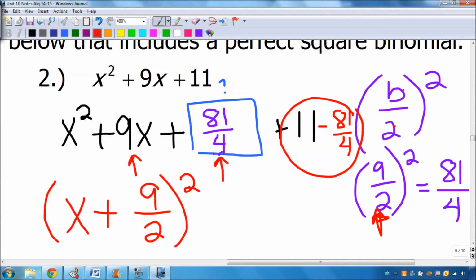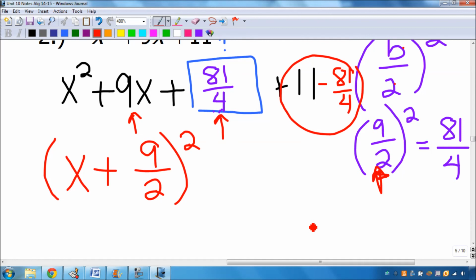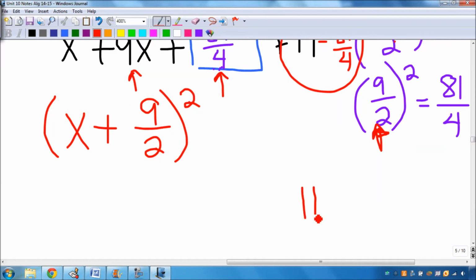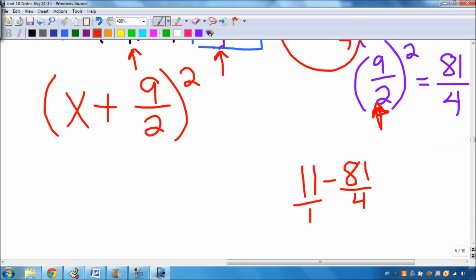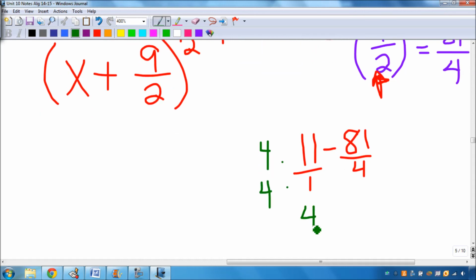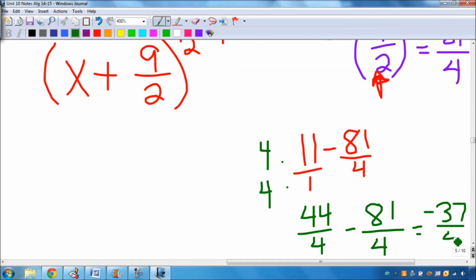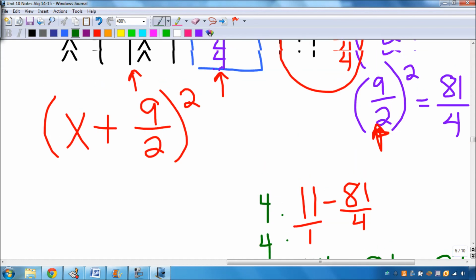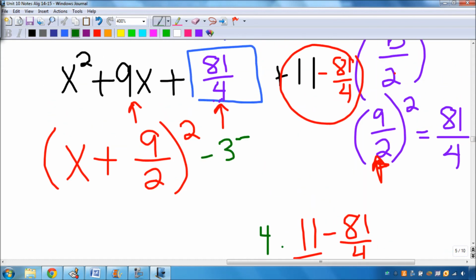I have two options. I can use my brain, which is the option that I would prefer you guys to do, okay, and get a common denominator. So let's talk about this right here. 11 minus 81 over 4, this is 11 over 1, so my common denominator would be 4. So I'd multiply this by 4 and multiply this by 4, so I would end up getting 44 over 4 minus 81 over 4, okay, which would end up giving me negative 37 over 4. All right, so this right here would mean that I would have negative 37 over 4.